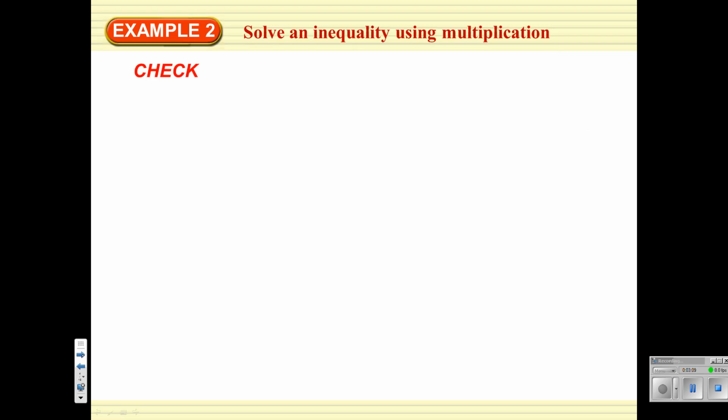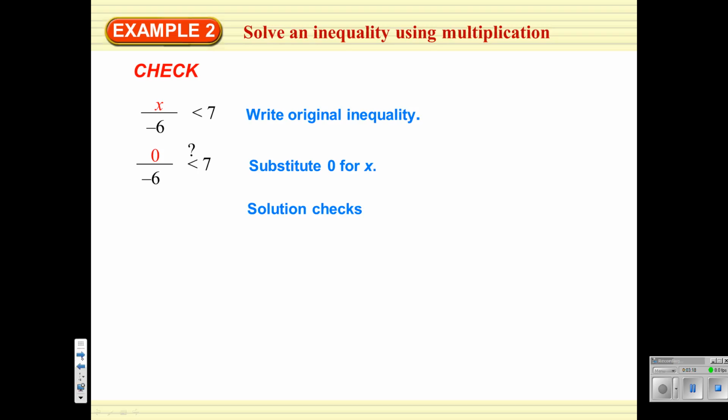All right, let's move on to the last example. Oh, they're going to check. So yeah, and you should have this on your paper. Substitute in 0 for x, and we know it works. We've already talked about it. 0 is less than 7.